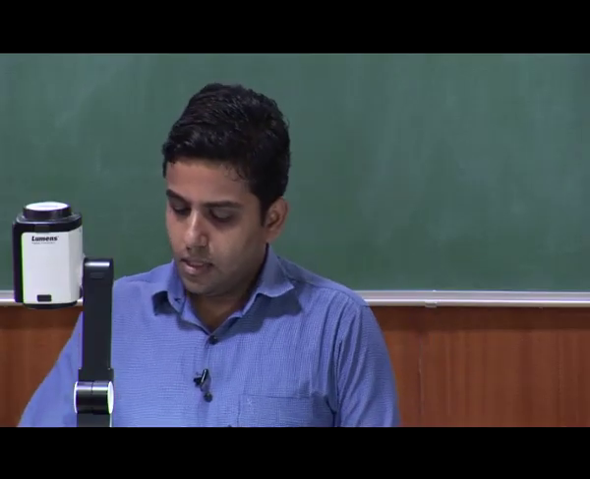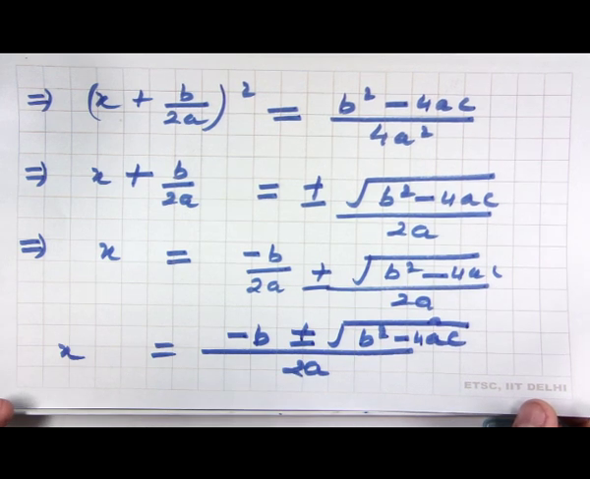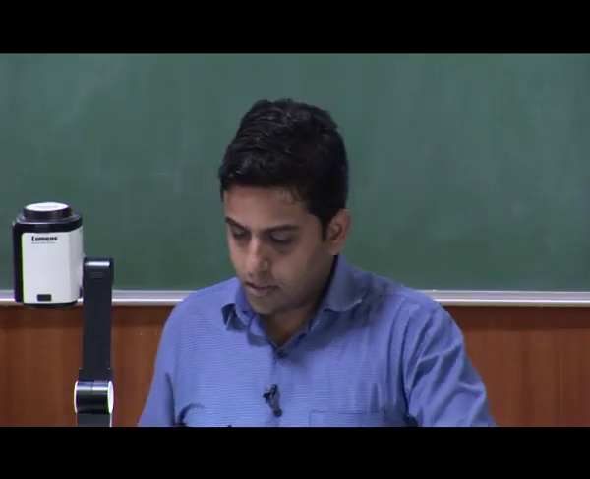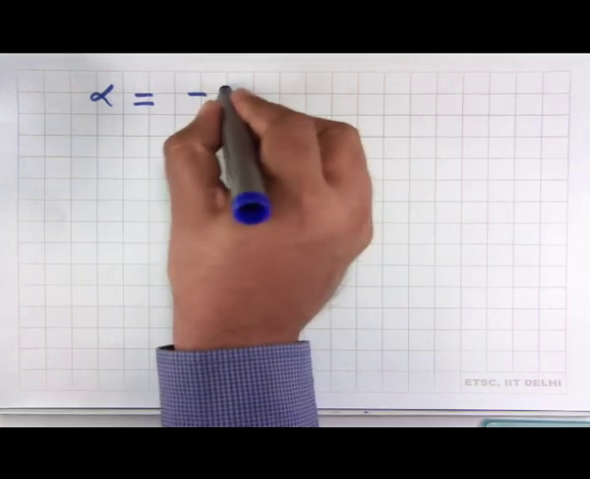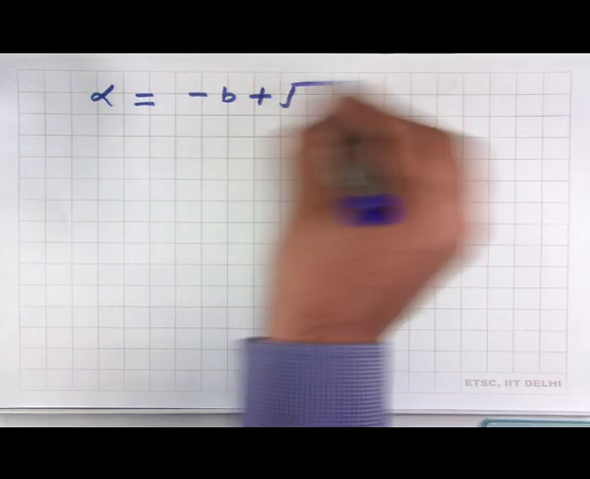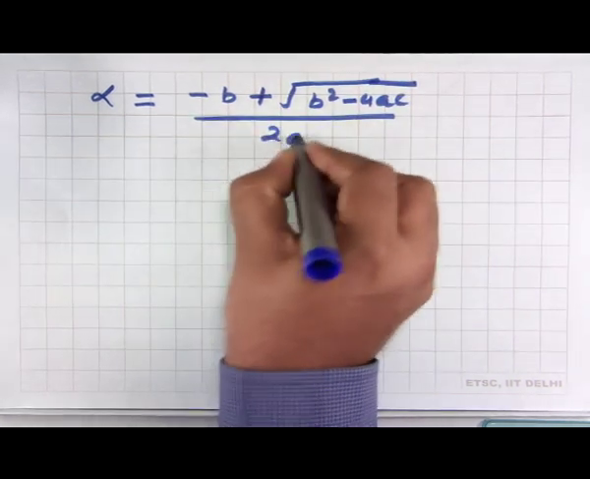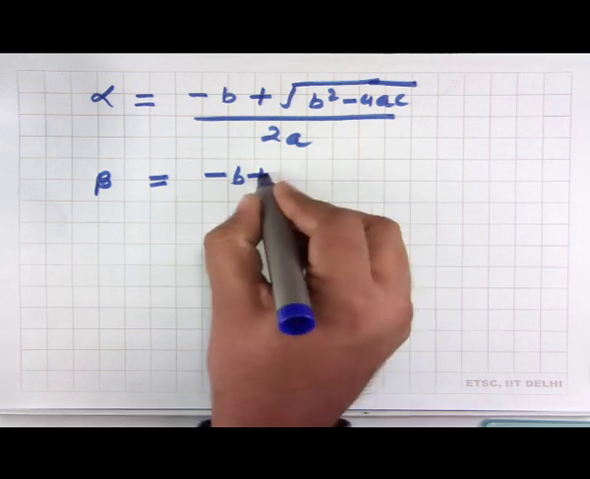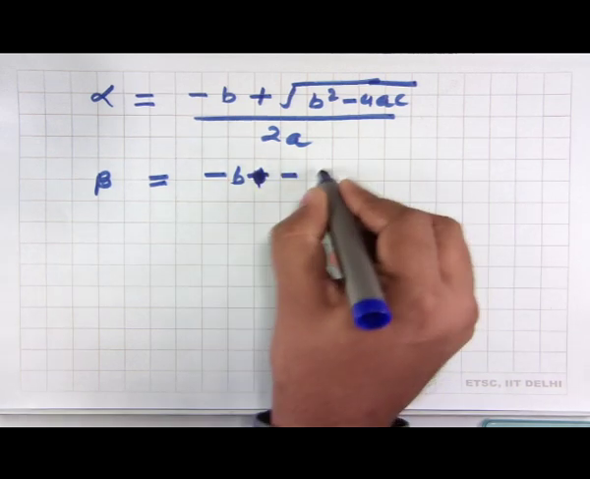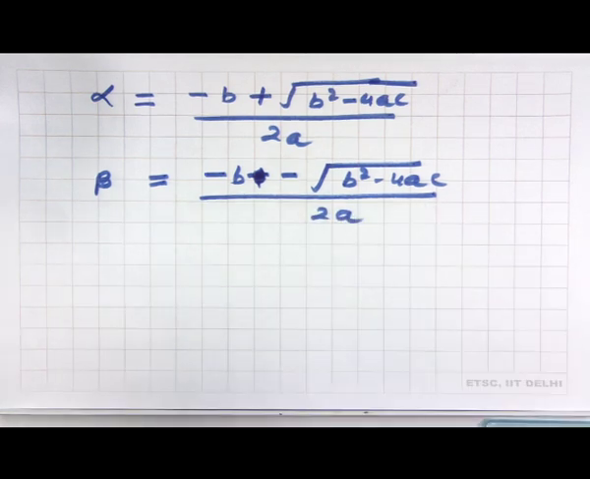Now as I have told, there will be two roots of the equation. If we take the positive sign, we get the first root. If we take the negative sign, we get the second root. Suppose alpha and beta are the roots. Then alpha equals minus b plus under root b square minus 4ac over 2a, and the second root is beta equals minus b minus under root b square minus 4ac over 2a.